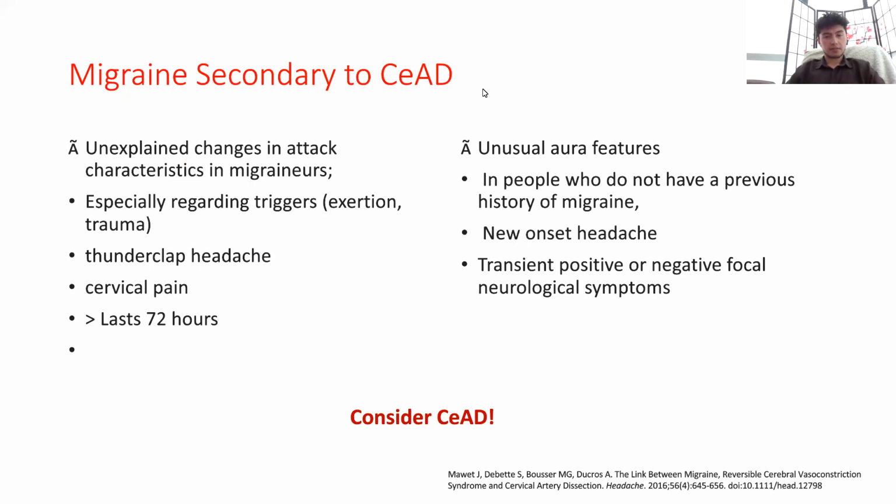And consider migraine secondary to cervical artery dissection if there are unusual aura features, if there's a new onset headache, if there are transient positive or negative focal neurological symptoms or deficits, if there's a thunderclap headache, if there's cervical pain, if it lasts more than 72 hours, if it is unexplained, if there are unexplained changes in attack characteristics in migraineurs, and if you see it in people who do not have a previous history of migraine, consider cervical artery dissection.